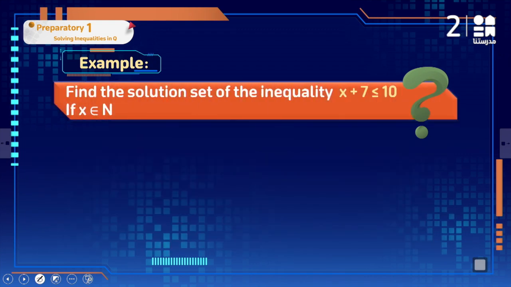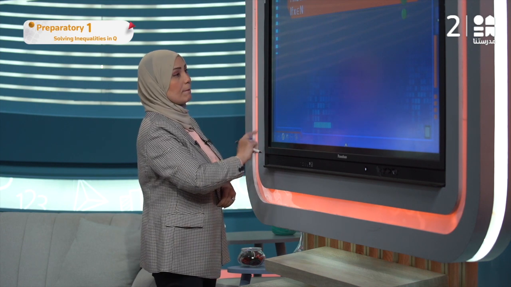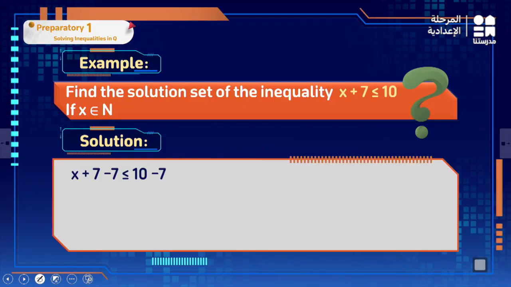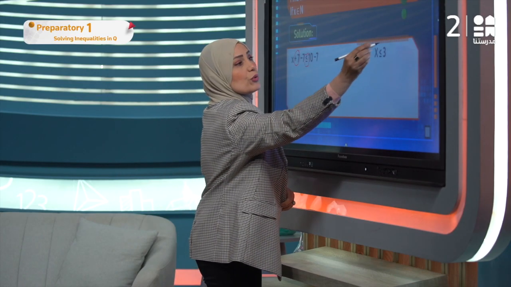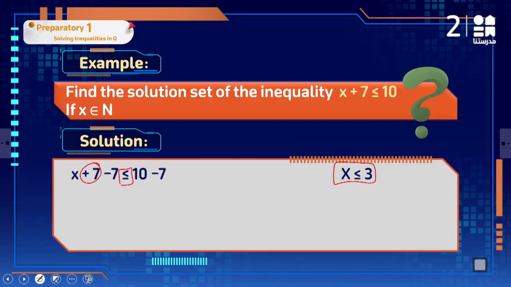Another one: find the solution set of the inequality x plus 7 less than or equal to 10 in N. The only difference between the first one and the second one is that here we have the less than or equal sign. That means we do the inverse operation for add 7, so minus 7 from both sides, so x is less than or equal to 3. If we have the equal sign in the inequality, that means this value is with us as a solution, so 3 is a solution.